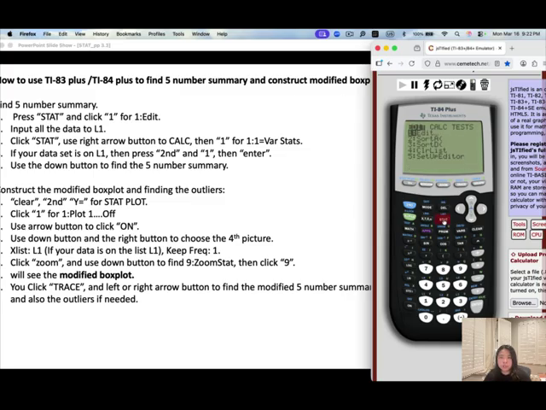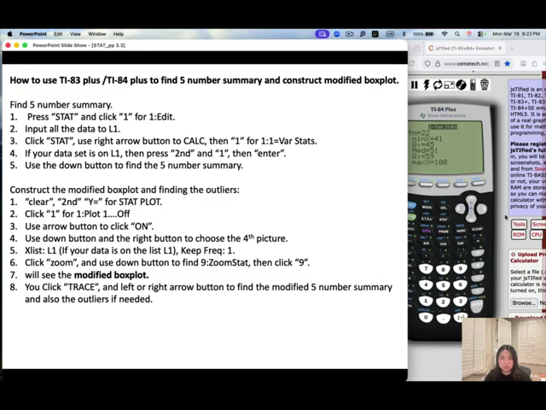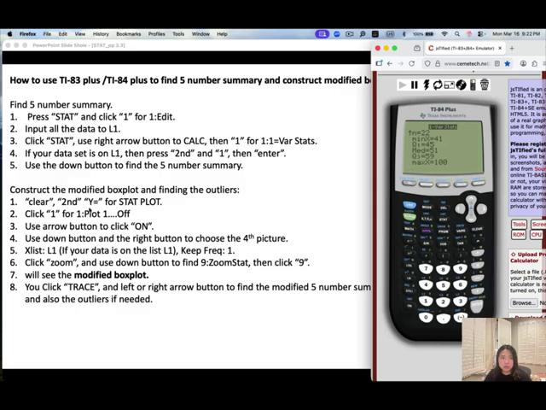So do it one more time. Click the stat, go to the calc, number 1, 1-variable statistics. The list is going to be L3, enter. Okay, right? And then we're going to start from here. We're going to click on clear, go to second, Y equals for the stat plot. Okay, make sure everything is off. I want to turn on the first one. Hit enter. And then I'm going to choose the fourth icon.